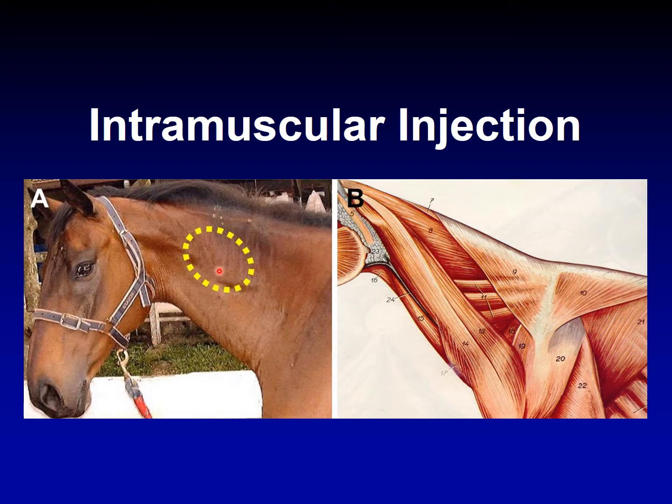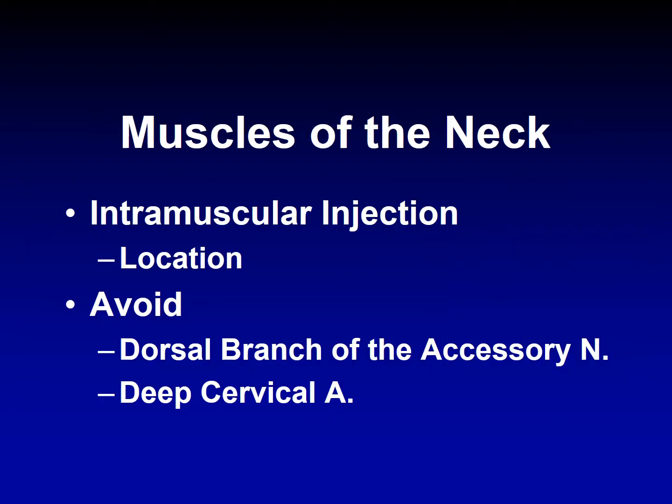Now, even though we want to give the injection at this site, we will need to be extremely careful about two main things. The dorsal branch of the accessory nerve runs in that area. The dorsal branch of the accessory nerve supplies the trapezius, the omotransversarius, and the brachiocephalicus muscles.